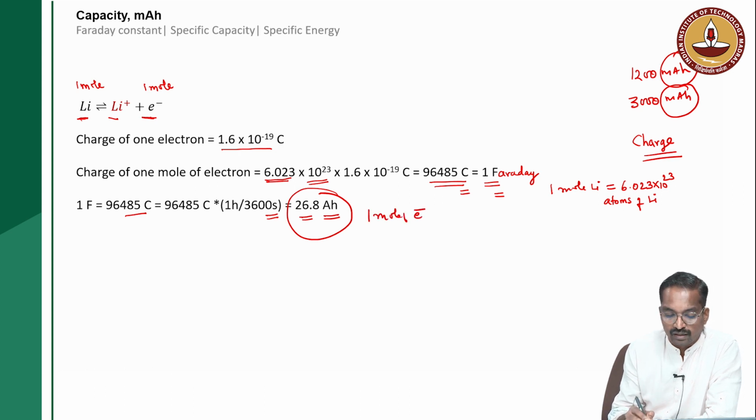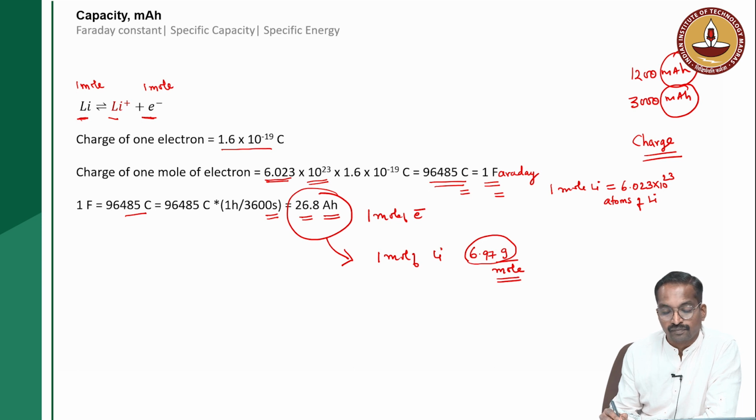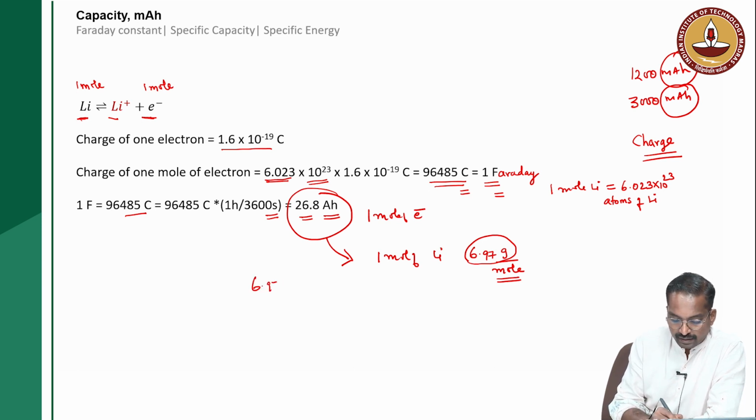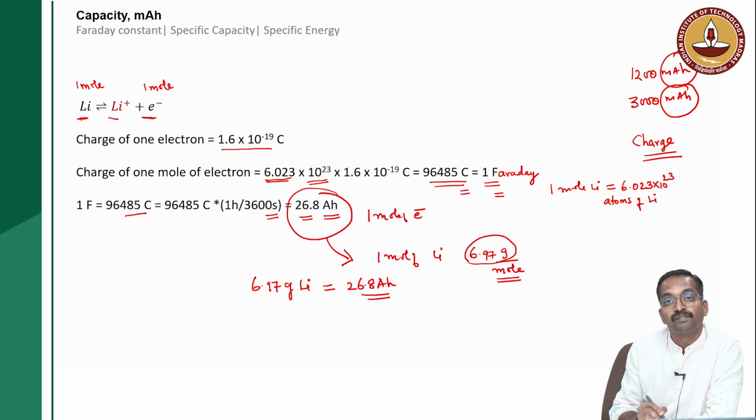Since 1 mole of electron comes from 1 mole of lithium, this capacity corresponds to 1 mole of lithium. What is 1 mole of lithium? We know from the periodic table that lithium has an atomic weight of 6.97 gram per mole. That means 1 mole of lithium is nothing but 6.97 gram of lithium. That means 6.97 gram of lithium could hold 26.8 ampere hour of charge.